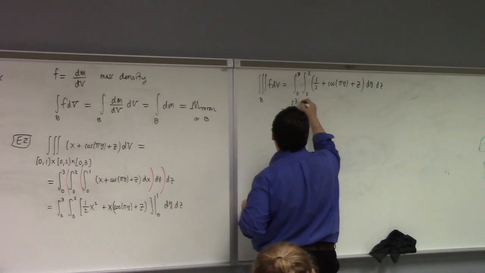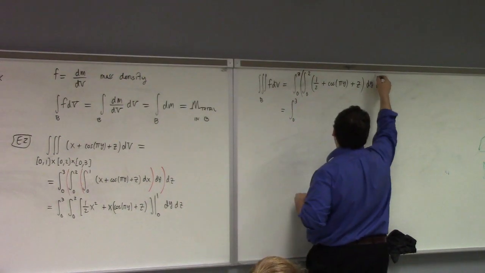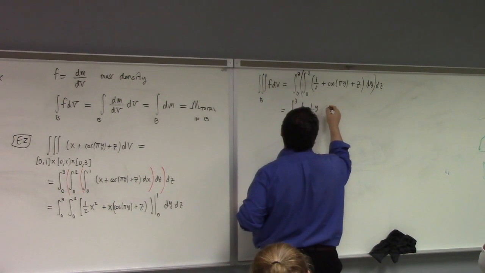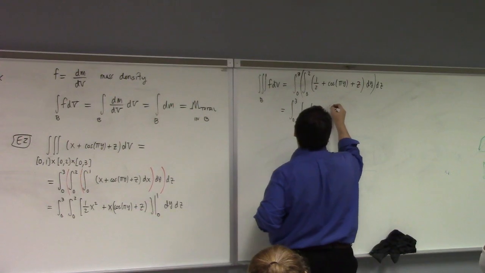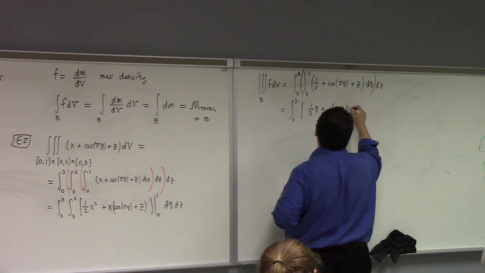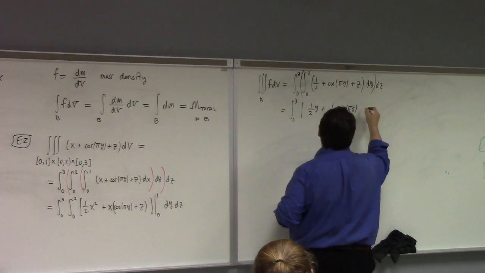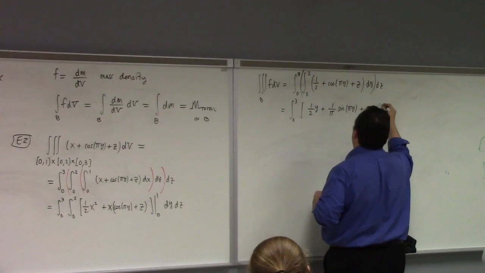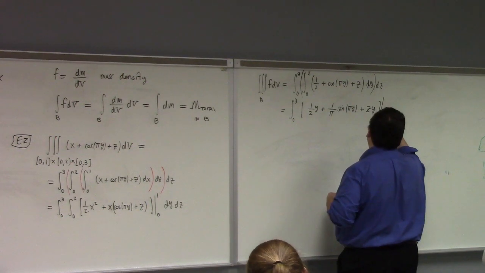All right, so next step, integral from 0 to 3. All right, let's focus on the inner one. We've got what? That's going to have 1/2 y minus, or no, plus 1 over pi, right? 1 over pi sine pi y. And then plus, well, zy. And I evaluate that from 0 to 2.